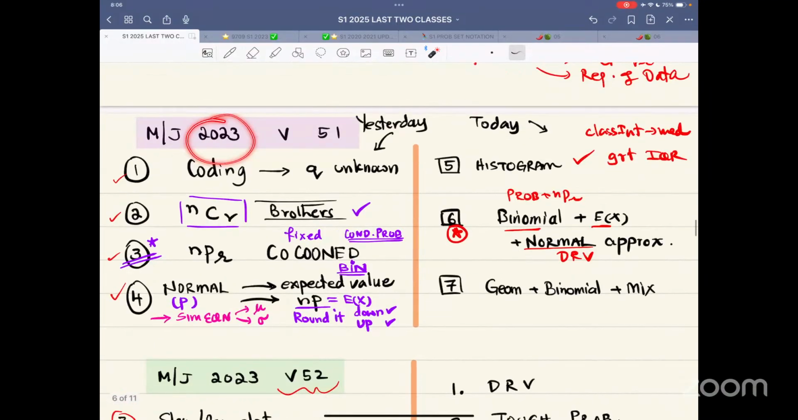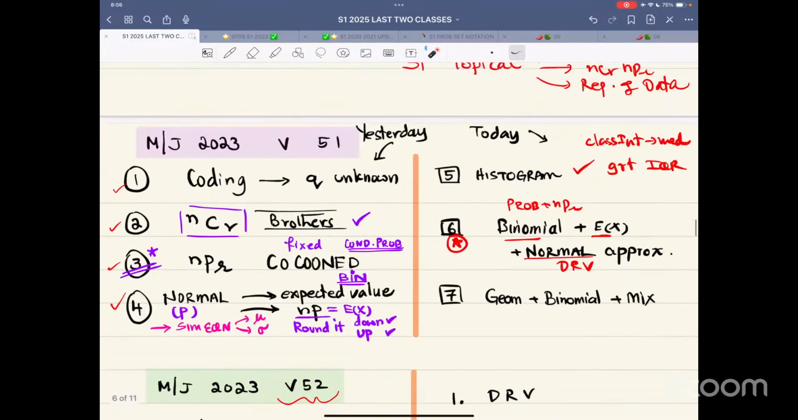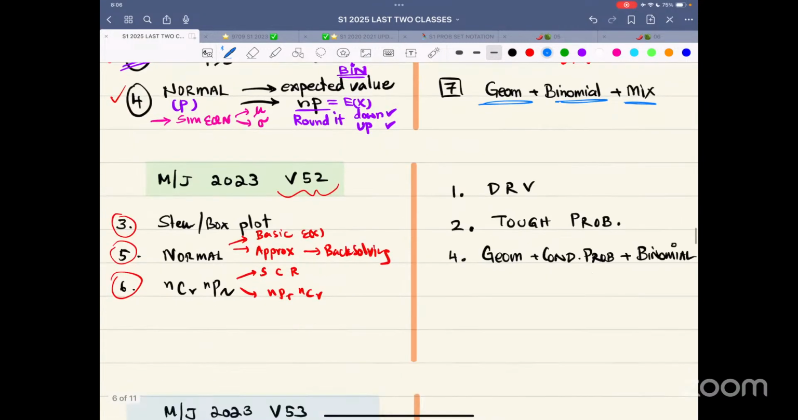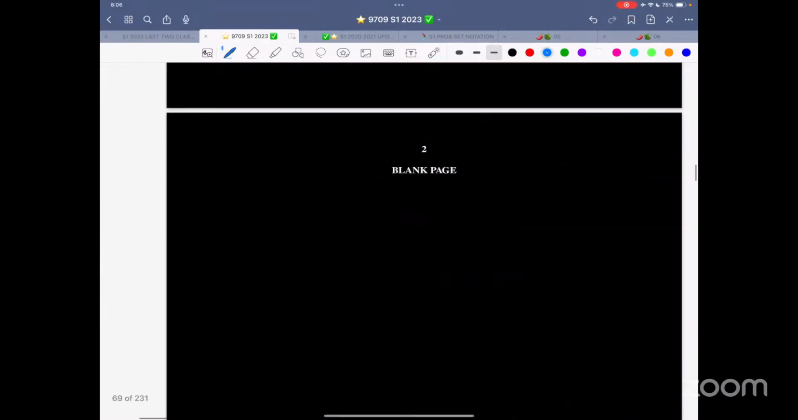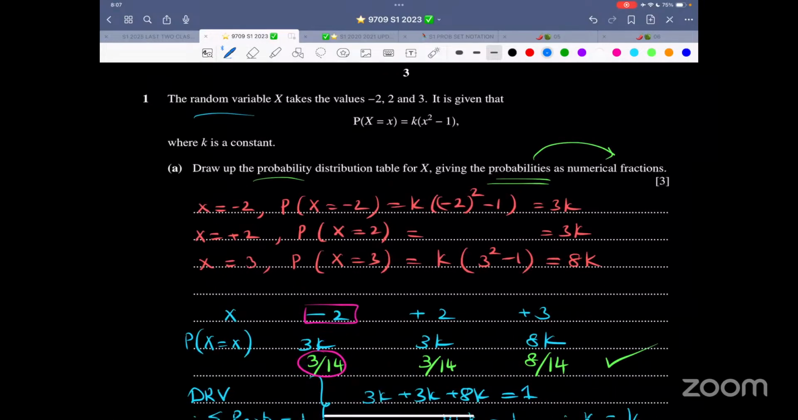My focus is on May-June 2023. Right now, the same paper, but this time I focused on histogram, binomial and geometric, a mixed question like this. This thing is done. Now I'm focusing on this paper. So now let's focus on these three questions. Let's get started. The first question, I think, is pretty basic. Just have a good look.